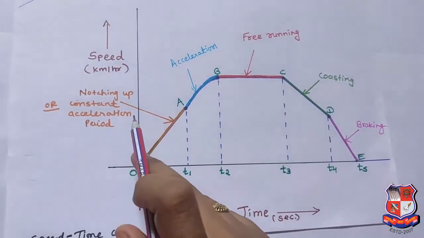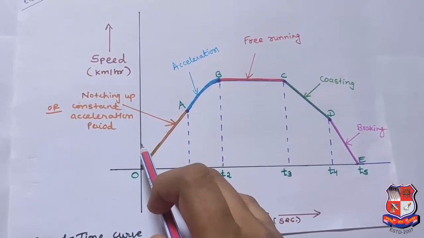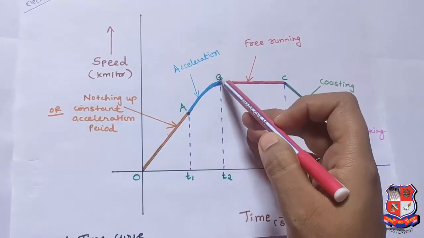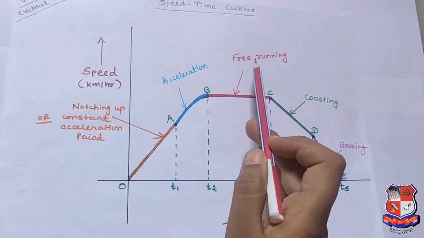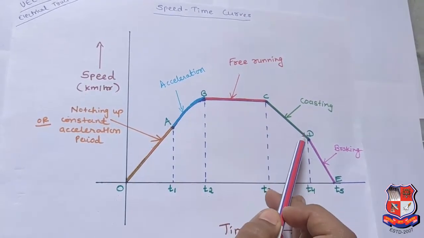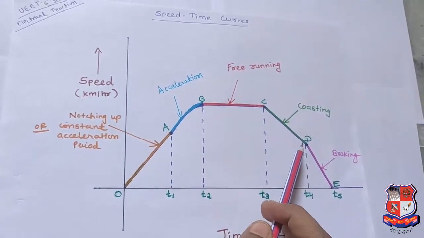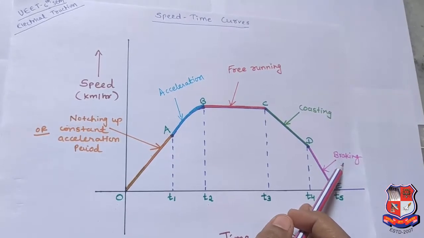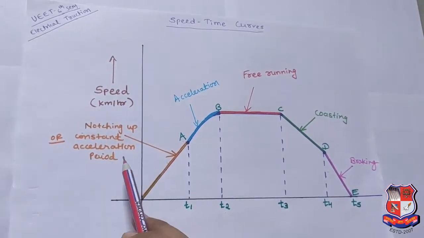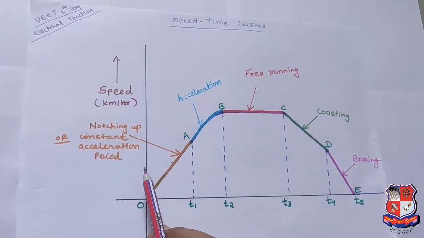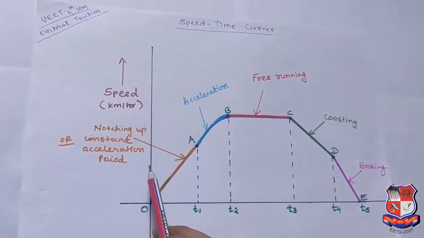This curve consists of the following parts. First, notching up or constant acceleration period. Second, A to B, that is acceleration period. B to C, free running period. C to D, coasting period, and D to E, braking period. We can understand them one by one.